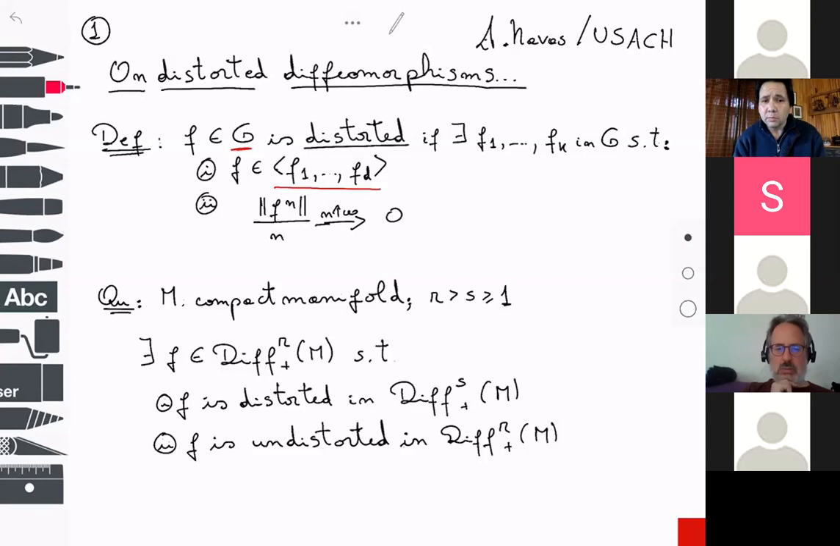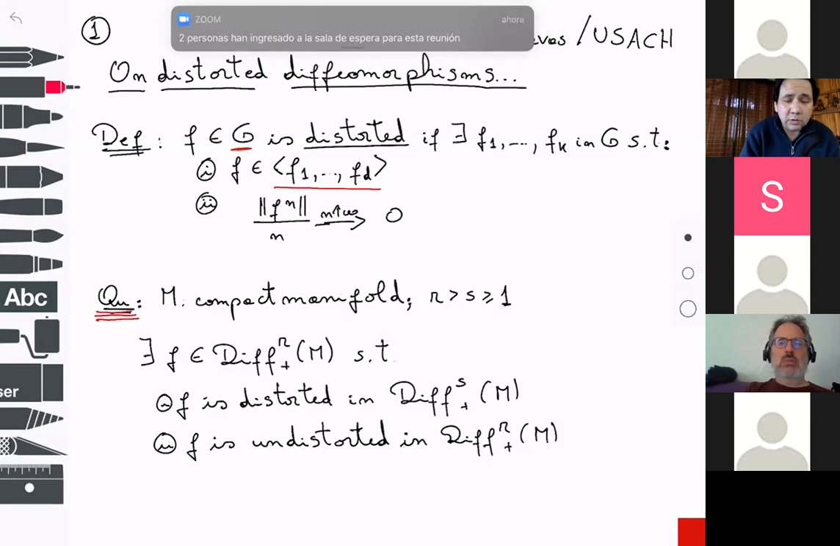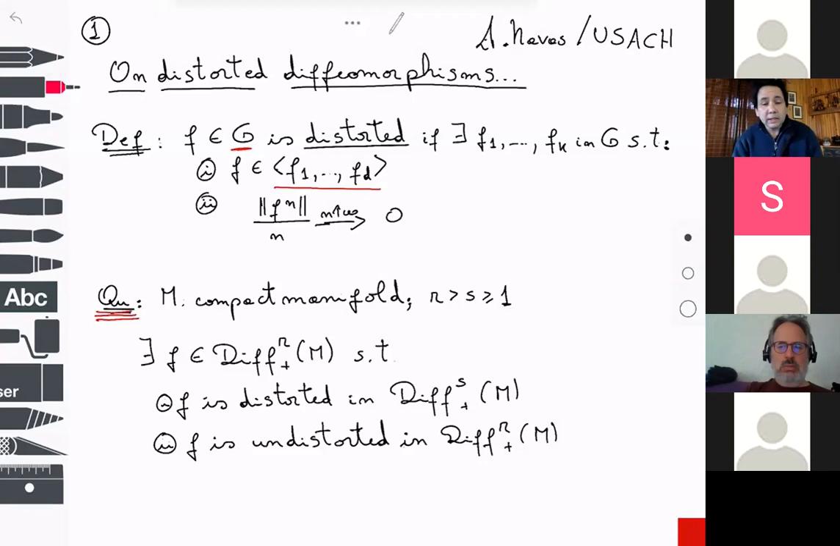So here is the question, which by the way is not at all my question. This is a natural question, so I asked many people. For instance, Catherine Mann told me that she already thought about this, but it seems to be a difficult question, and it is a very natural one. So you start with a compact manifold M, and I will consider two parameters R and S, which are going to be the differentiability classes for the group of diffeomorphisms.